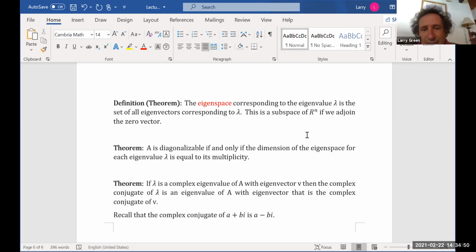So this is a definition / theorem. It's a definition because we defined what eigenspace is. And then it's a theorem because we're saying it is actually a subspace. Any questions?